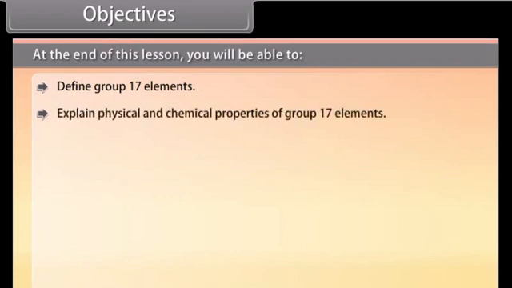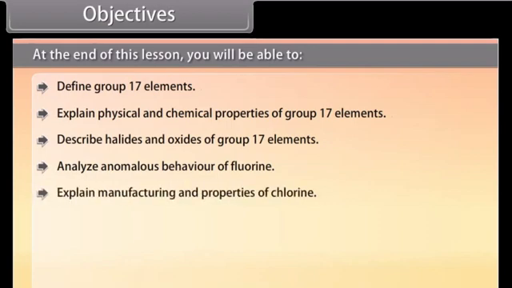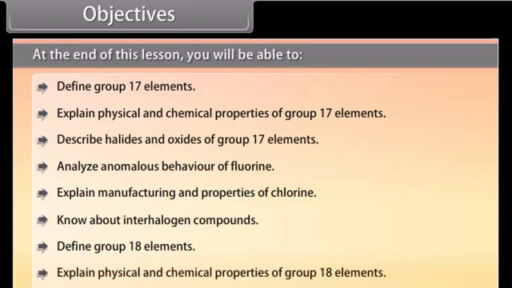At the end of this lesson, you will be able to define group 17 elements, explain physical and chemical properties of group 17 elements, describe halides and oxides of group 17 elements, analyze anomalous behavior of fluorine, explain manufacturing and properties of chlorine, know about interhalogen compounds, define group 18 elements, explain physical and chemical properties of group 18 elements.